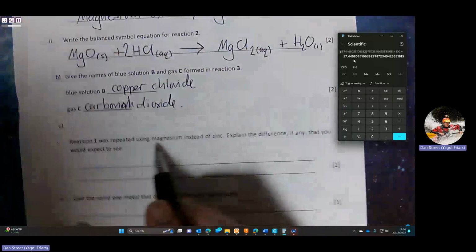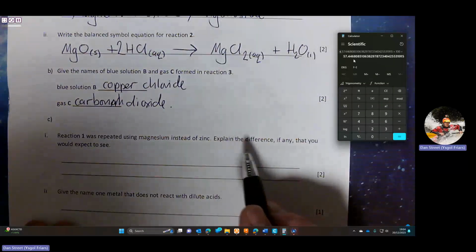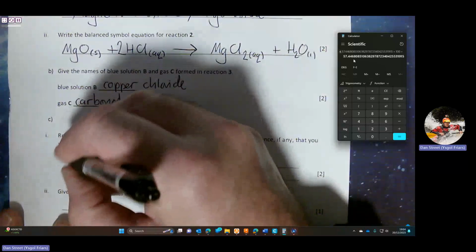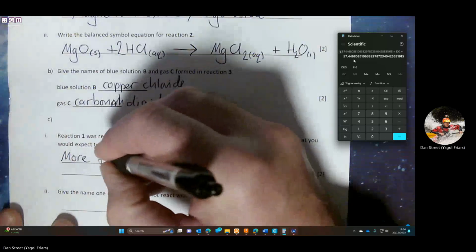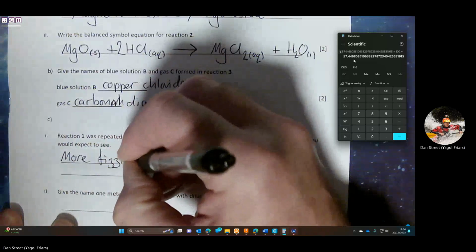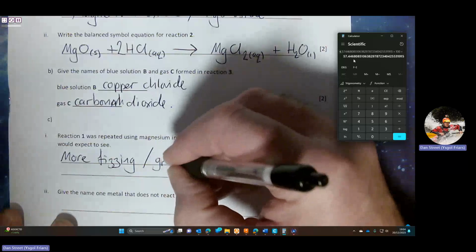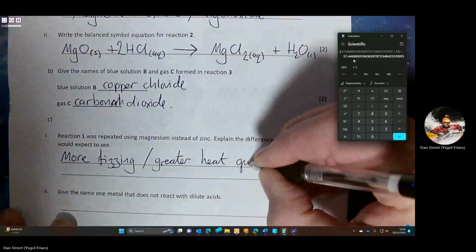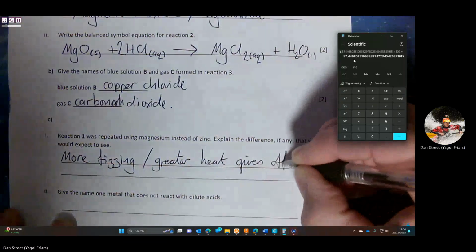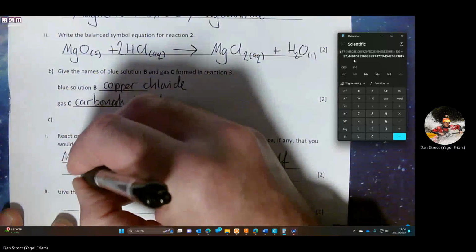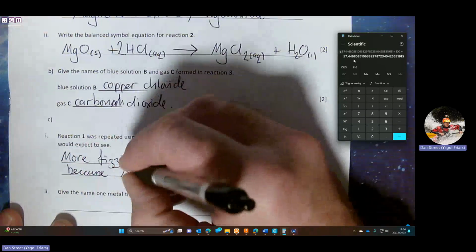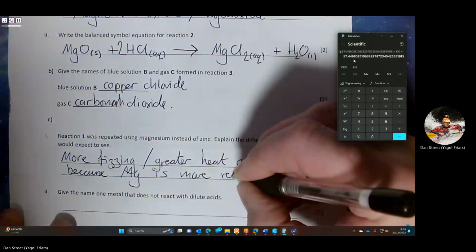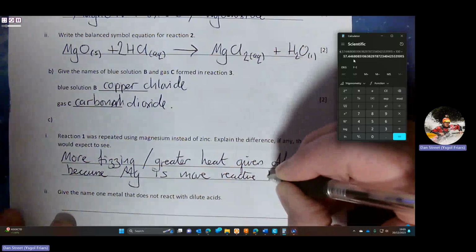Reaction 1 was repeated using magnesium instead of zinc. Explain the difference, if any, that you would expect to see. You would expect to see more fizzing, greater heat given off, and that's because magnesium is more reactive than zinc.